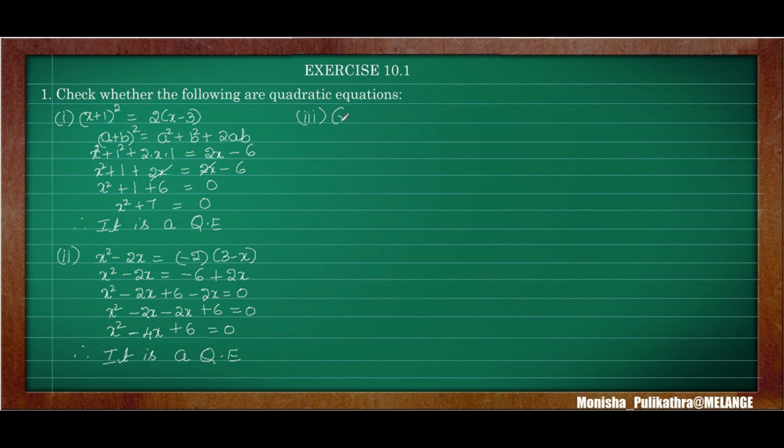The third question is (x minus 2)(x plus 1) is equal to (x minus 1)(x plus 3). We need to multiply both sides. Here, x into (x plus 1) minus 2 into (x plus 1) is equal to x into (x plus 3) minus 1 into (x plus 3).